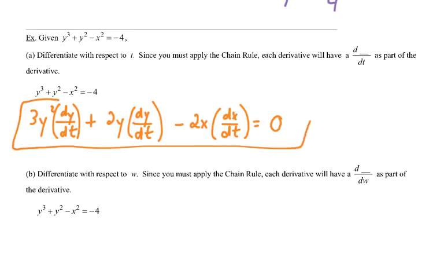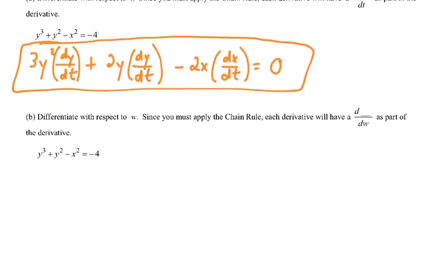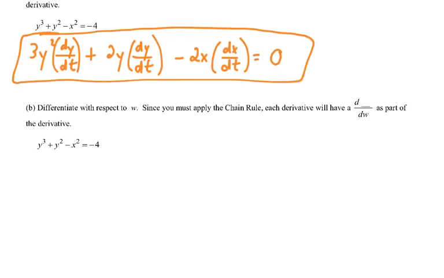This is a derivative found implicitly. So dy dx or dy dt is not by itself. I've got all of the variables mixed up. Same situation for part B, only now it's asking me to do it with respect to w. We use w a lot of times for width. Sometimes we're asking to find a rate of change with respect to a width changing.